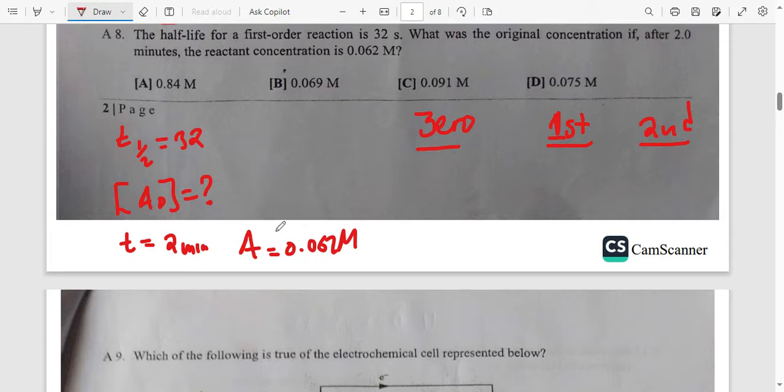Okay. So these three that I've written here, please, it's a must know. It's a must know when you are going to write your exam. Okay, for a zero order, half-life is only dependent on the initial concentration and the rate constant.